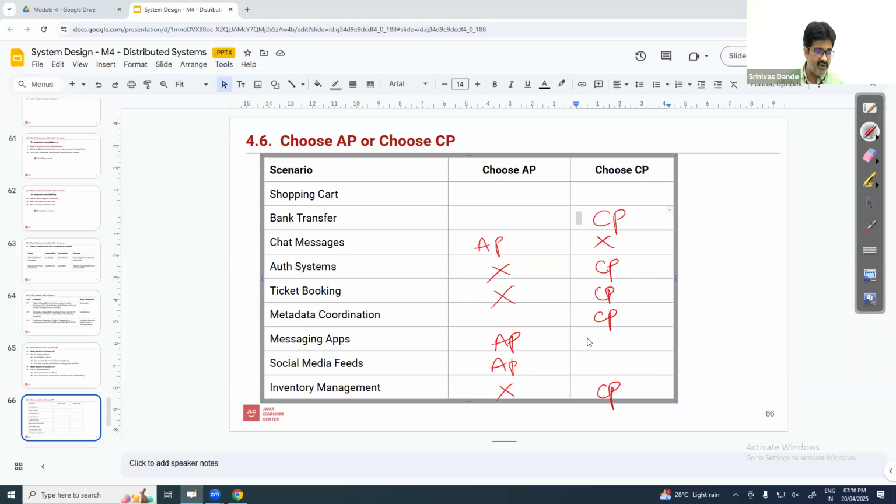So you have been divided on one. Inventory is CP, correct. So go to the first one, shopping cart. Now think and tell me. For shopping cart, search is indirectly added too, right? Shopping cart and search are interrelated operations.